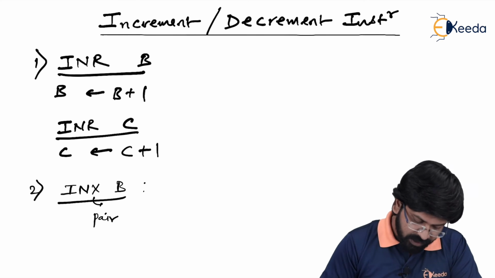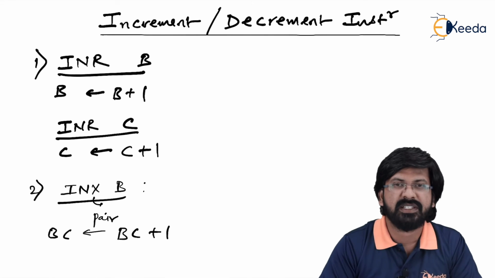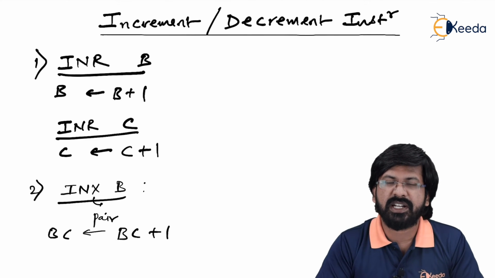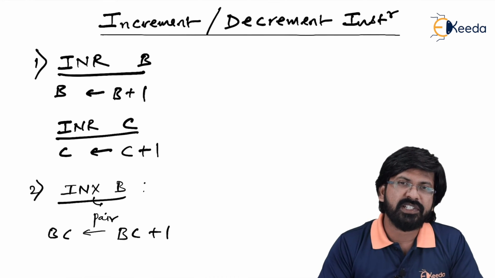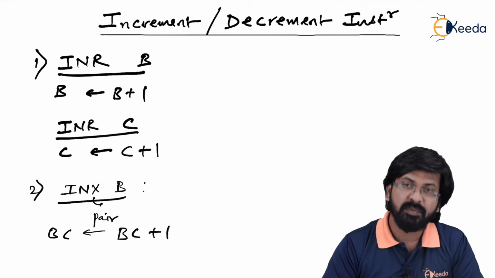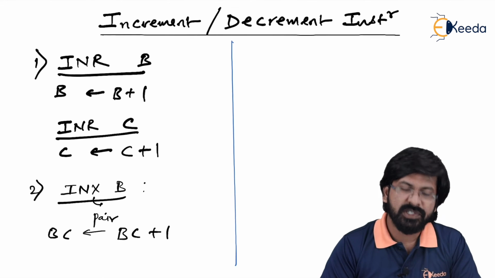X stands for pair. So here the content of the BC register pair gets incremented by 1, and again the BC register pair is updated. For example, if BC has 1234 hex as data, then 1234 hex gets incremented by 1 and becomes 1235 hex, right? It's a very simple instruction to remember. Similarly, I can use decrement instructions also.